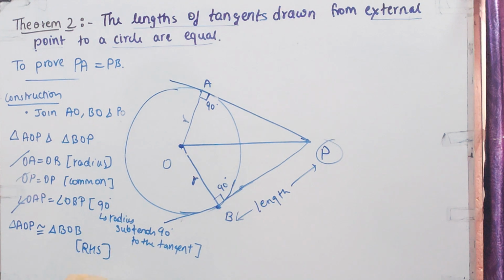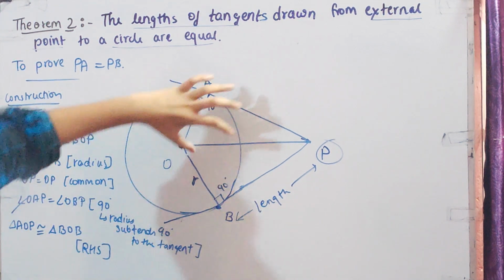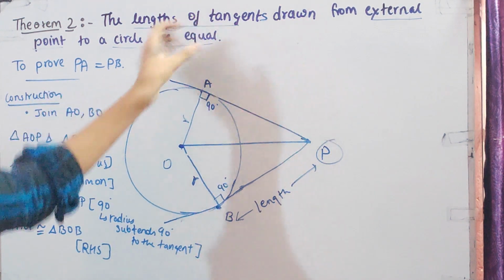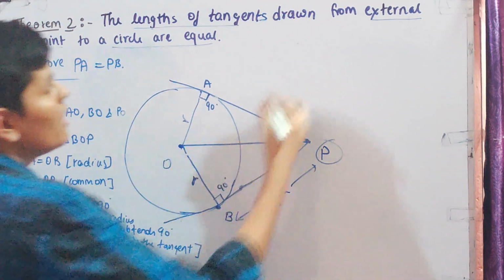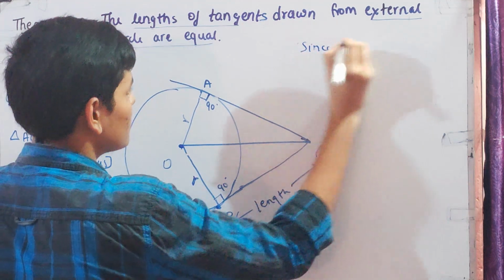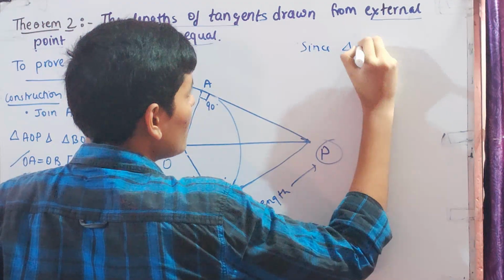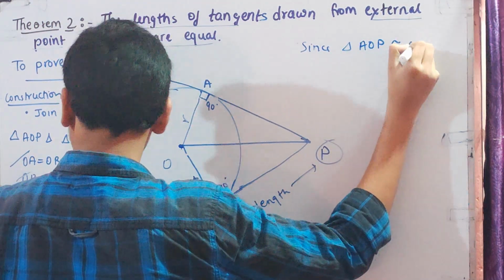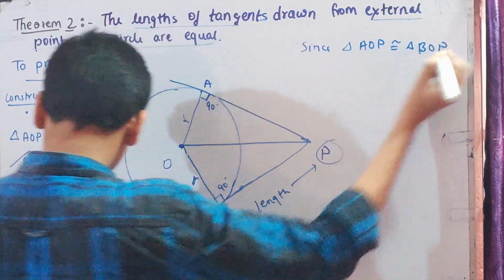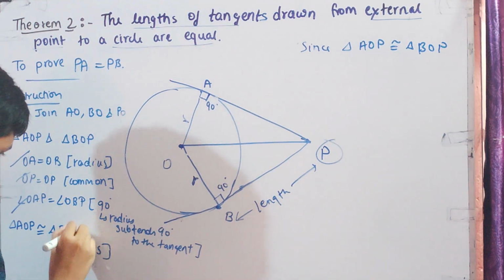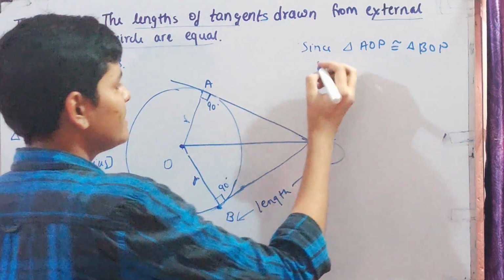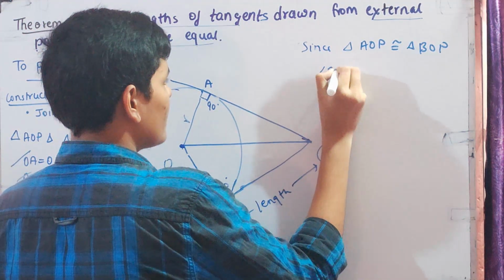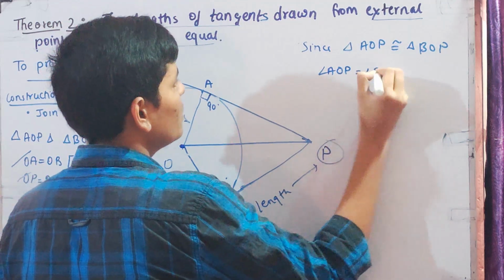Right hand side, hypotenuse side congruency. So this hypotenuse side is common and it is a right angle. So hence we can say that these two triangles are congruent. Now, since triangle AOP and triangle BOP are congruent, then we can say that angle AOP is equal to angle BOP.